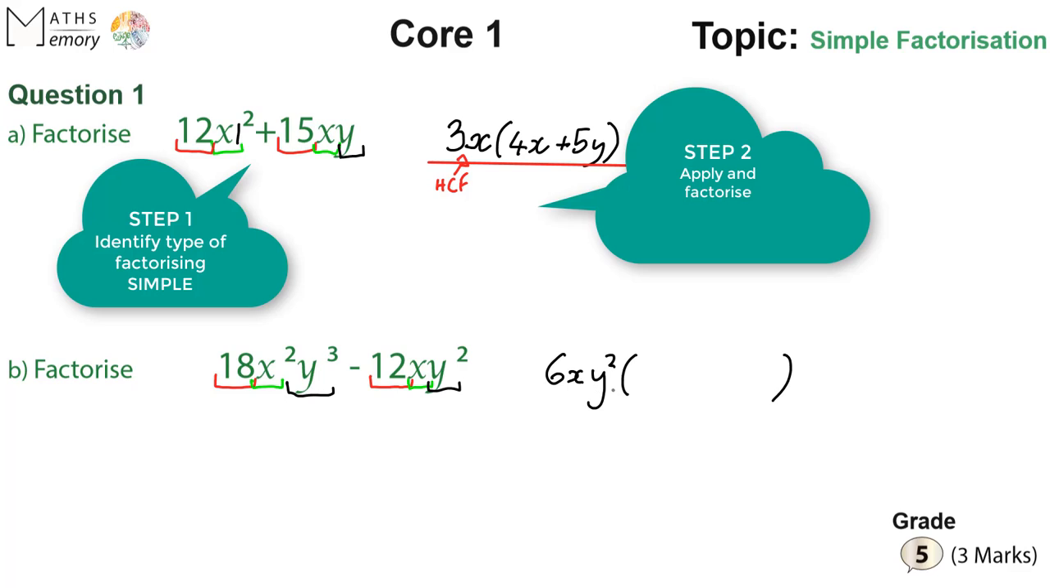Third step, let's work backwards. Let's put a times here to help us understand this. Now, 6xy squared times what gives us this over here? It'll be 3xy. Just work backwards and make sure we're correct with that. Minus, because of the minus over here. This one would be 2.